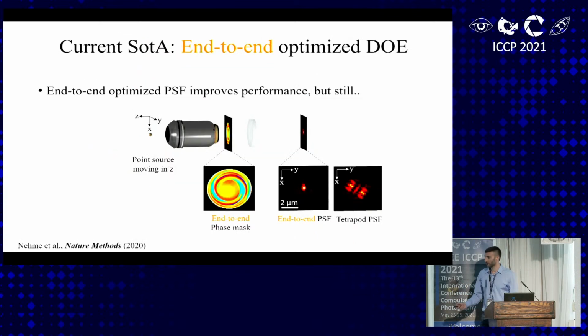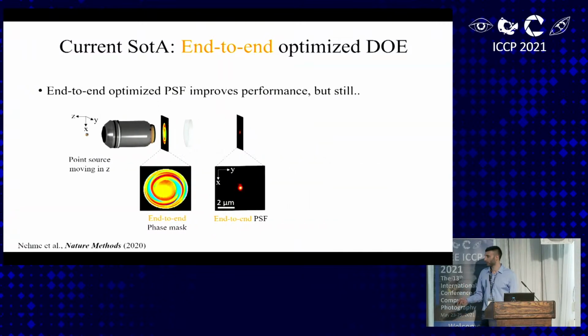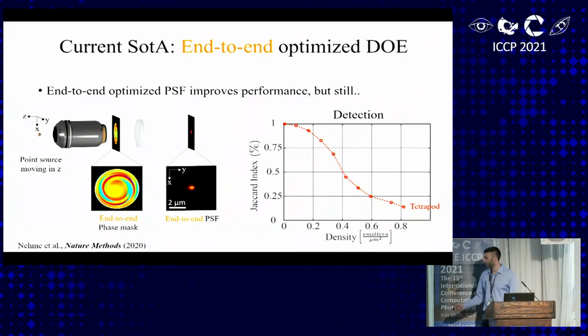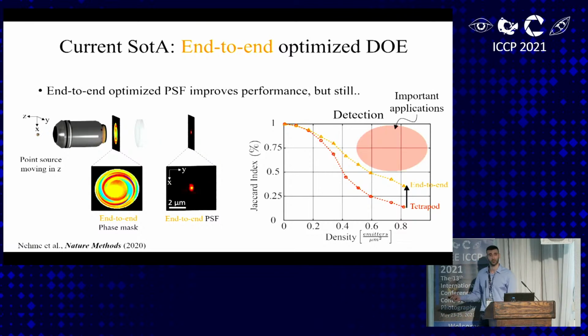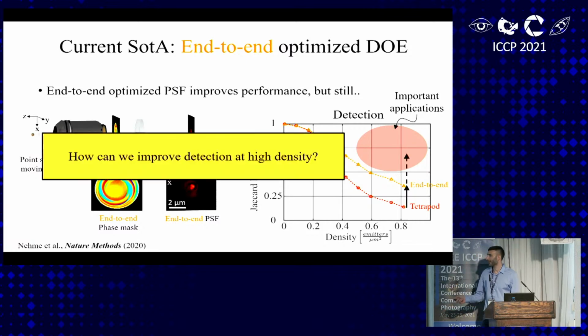So in our work from Nature Methods last year, we learned the PSF end-to-end with the reconstruction network to try and overcome this challenge. And indeed, we were able to push the detection performance at high emitter densities from this tetrapod baseline significantly higher up. However, despite the great advancement, there are still lots of very important applications that live somewhere around here. And therefore, the premise of this work was, how can we get higher detection rates at high emitter densities?